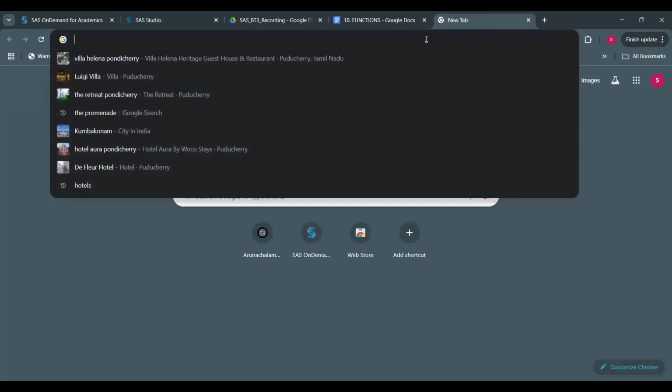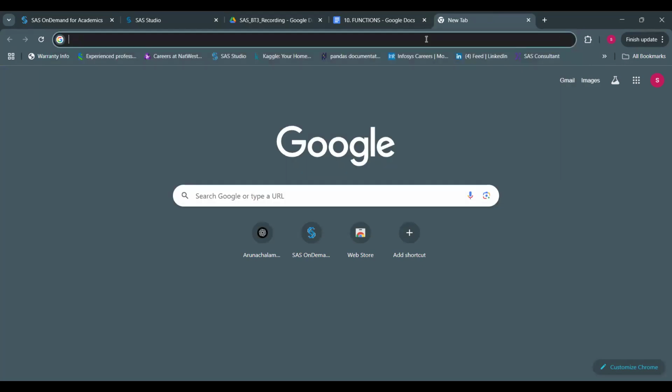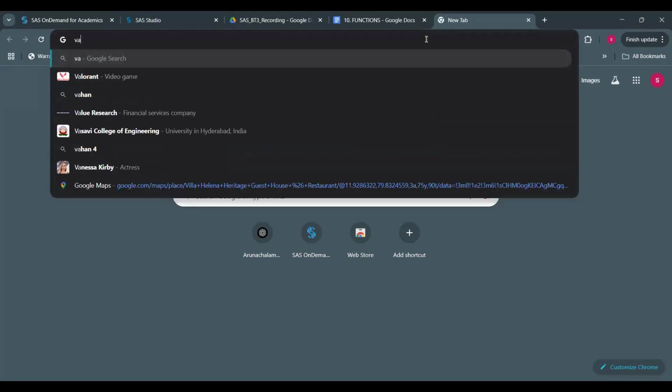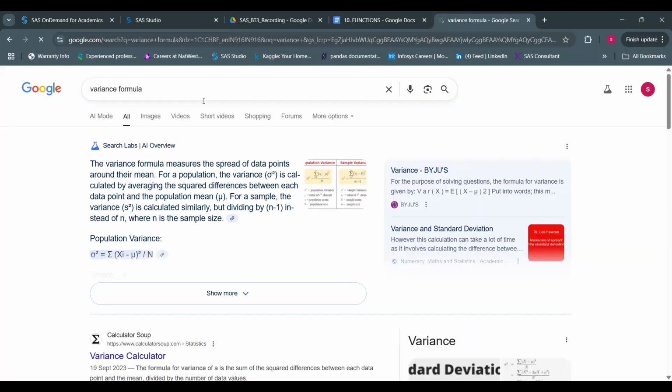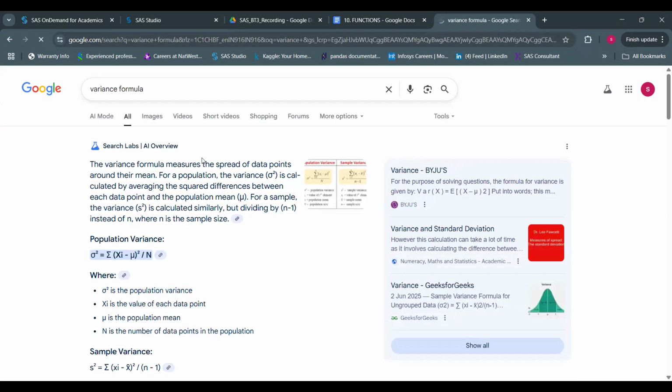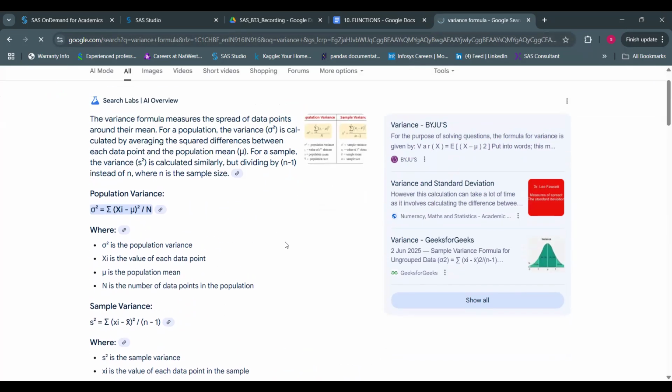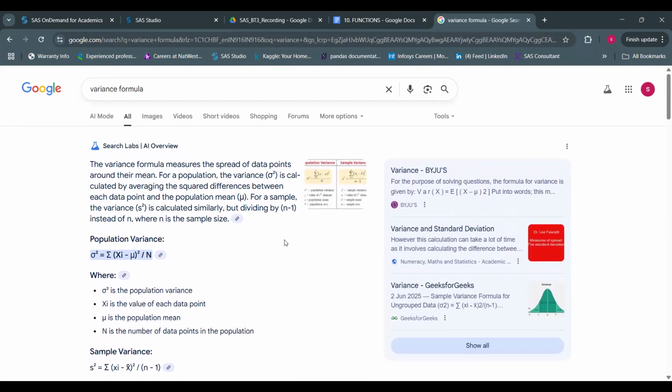I can just tell you the variance formula. So this is the formula for variance. Variance is always used to show how the values are spread out across a particular plane. The variance formula measures the spread of our data points mostly around the mean itself.